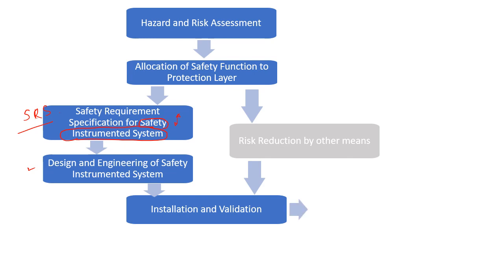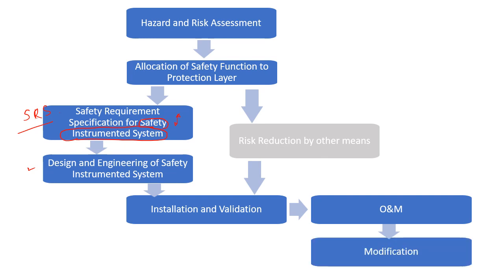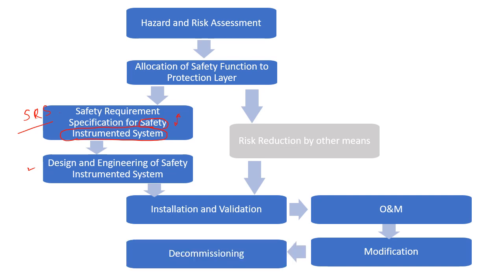After installation and validation, it goes through O&M, that is the operation and maintenance phase. In the operation and maintenance phase, there may be a requirement for some modification. Maybe there is some process change or something happens, and you need another control valve or another on-off valve. That falls under modification. After modification, there is decommissioning. If the required intent of the whole process is done, then it will go through decommissioning.